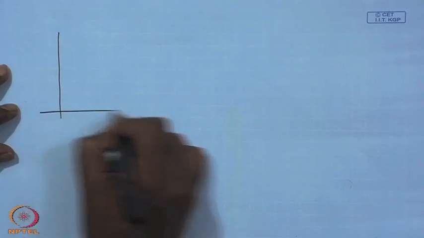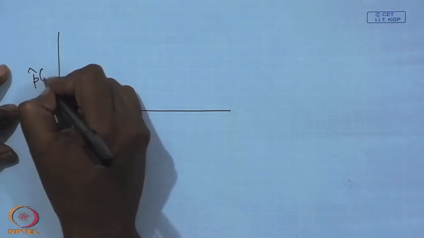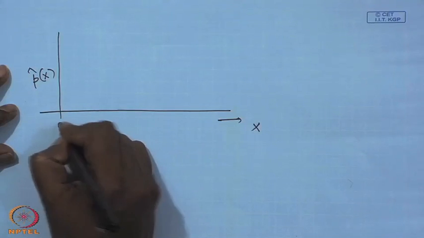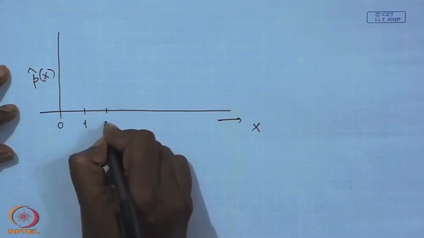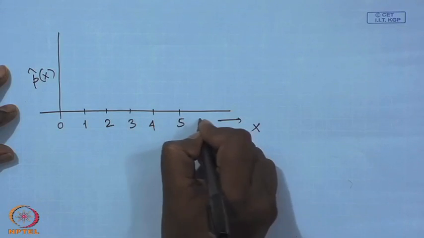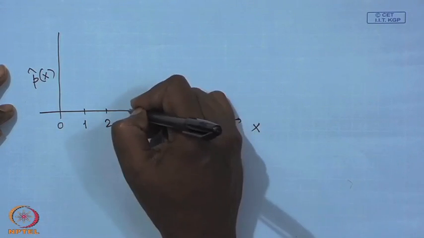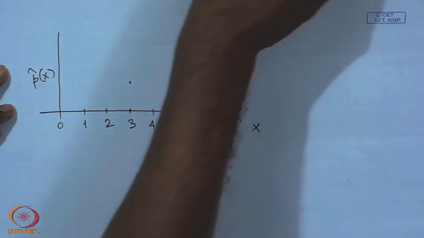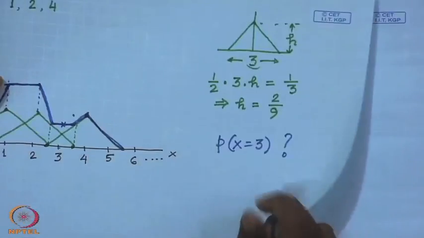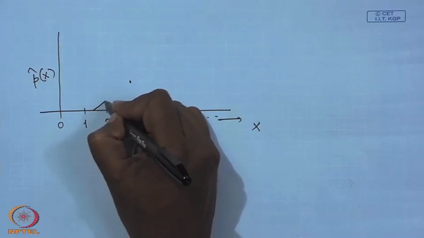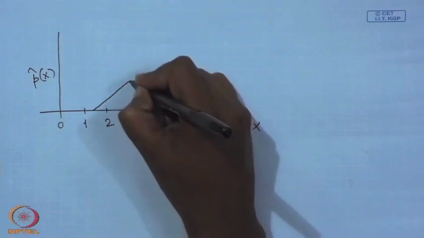So, I will have this p hat x, and in this direction I will have x, with x equal to 0, 1, 2, 3, 4, 5 and so on. What I will do is put a window at location 3, of height, as we have said, 2 by 9. So, I will put one such triangular window at location x equal to 3. This triangular window will be like this.